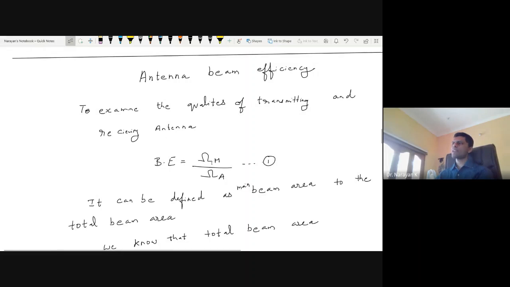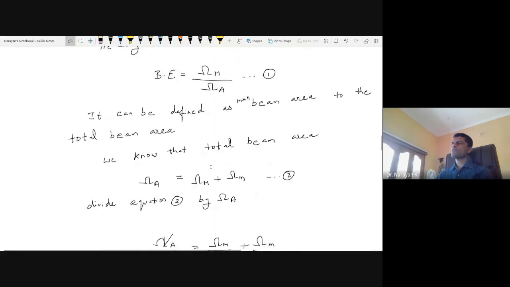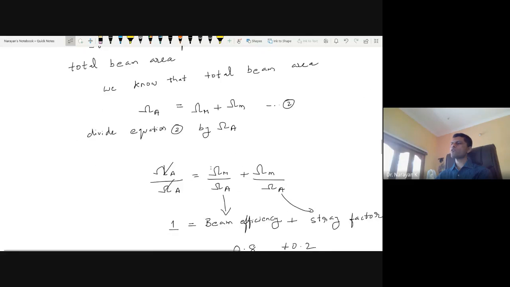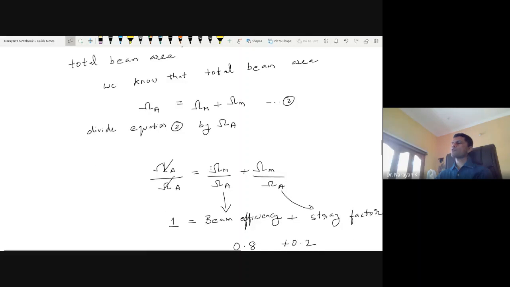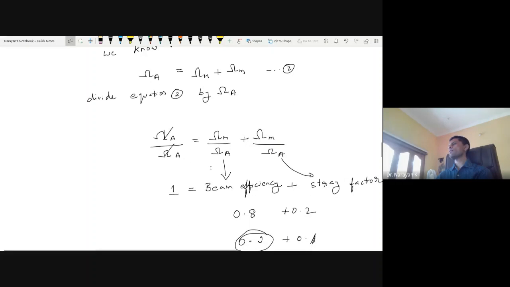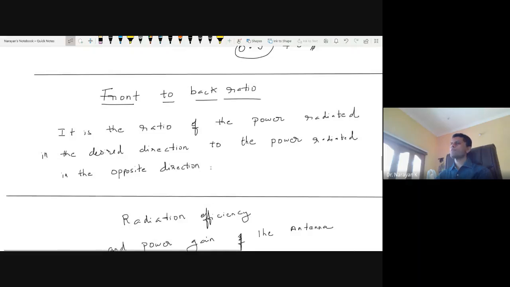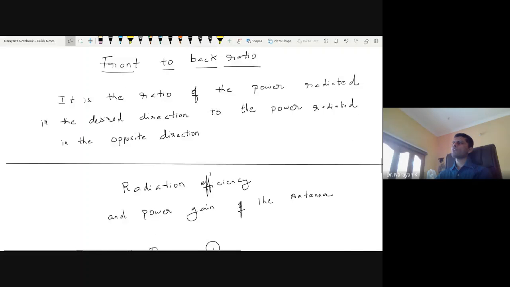Then we understood what is antenna beam efficiency, that is the major beam area divided by total beam area. Then we understood major lobe and minor lobe. Minor lobe area divided by total beam area is known as the stray factor, and beam efficiency is major lobe area by total beam area. Front to back ratio is the ratio of the power radiated in the desired direction to the power radiated in the opposite direction. Power radiated in the opposite direction is not at all efficient.